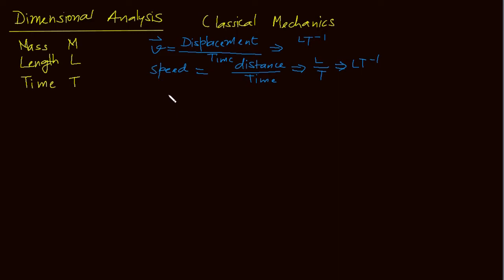Now acceleration is a vector. So acceleration is rate of change in velocity, divided by change in time. So this will be the dimensional form of velocity, which is L T to the power minus 1, divided by T, which leads to L T raised to the power minus 2.